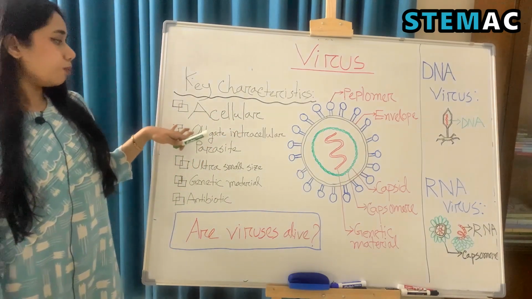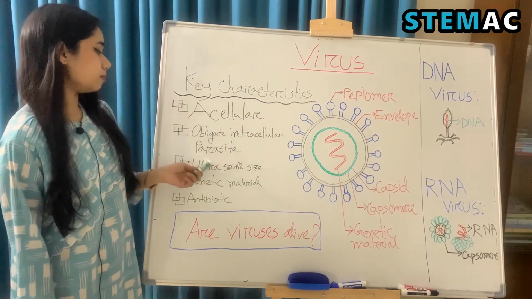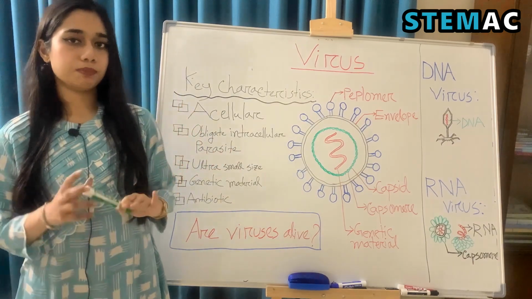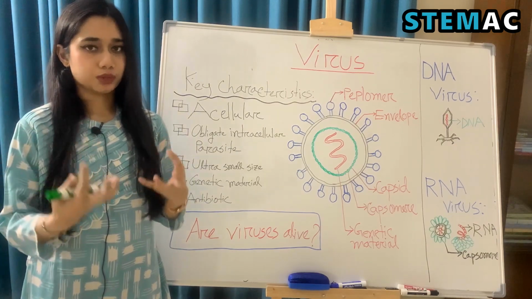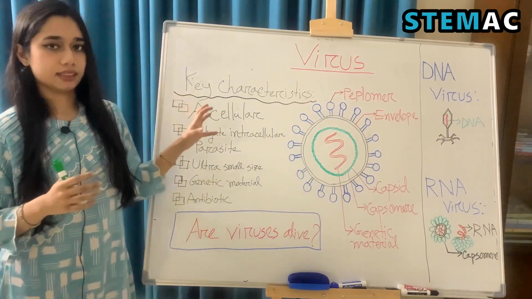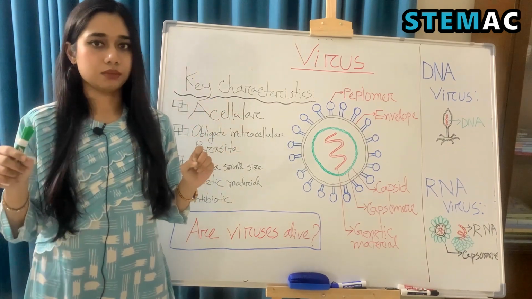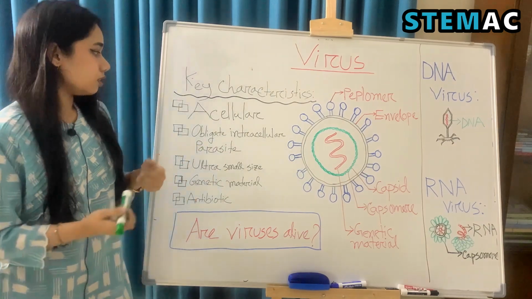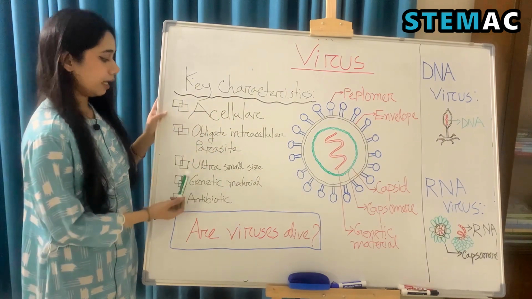Next is obligate intracellular parasite. Now we know parasite, we all know what parasite is. Parasite, in order to survive, they depend on other living organism to extract nutrition or to reproduce. They depend on others. Viruses are exactly like that. They attach themselves to a host cell or host organism, and they replicate inside that host cell in order to survive. So therefore they are called obligate intracellular parasite, and they are ultra small size.